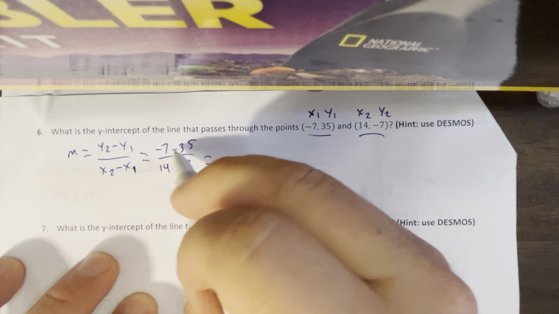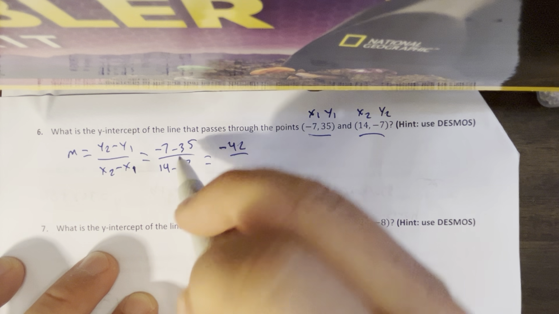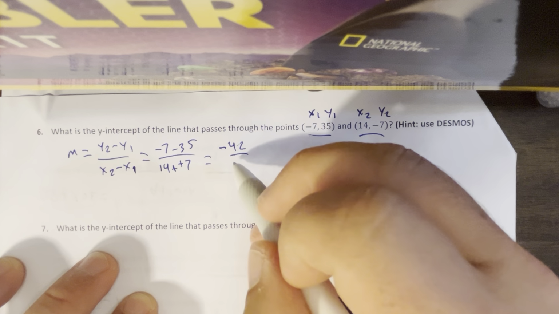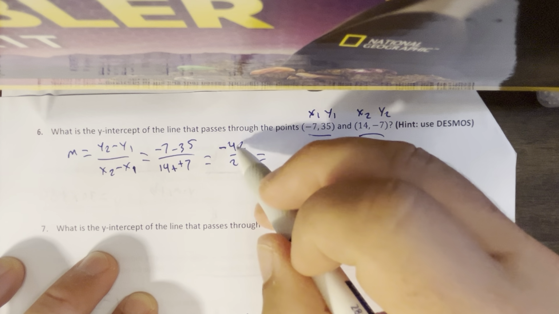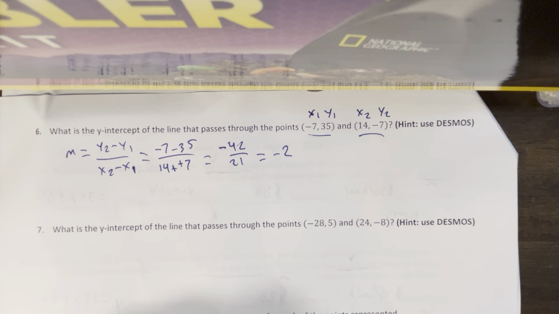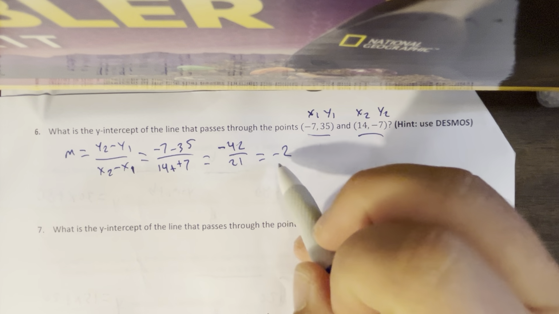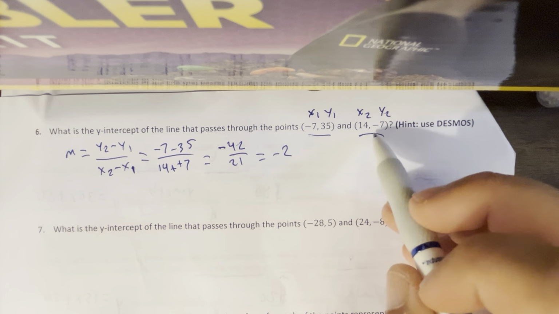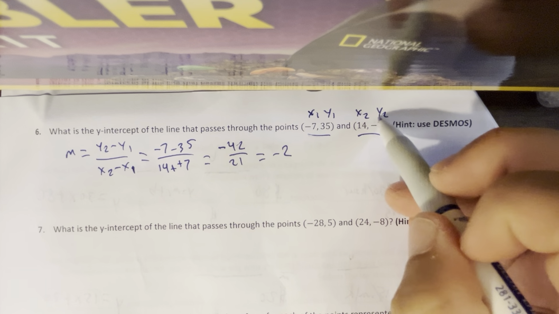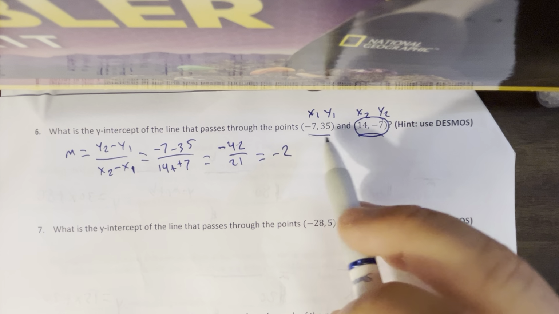And so -7 minus 35, that's going to be -42 over 14 plus 7, which is 21. And so that's going to be -2. So that's the slope. And I could check this in Desmos. And so I'll do that here in just a moment. And so then after I get my slope, I then need to pick one of these points. It doesn't matter which one. I'll choose this one right here. The numbers just overall seem a little bit smaller. They both have -7.